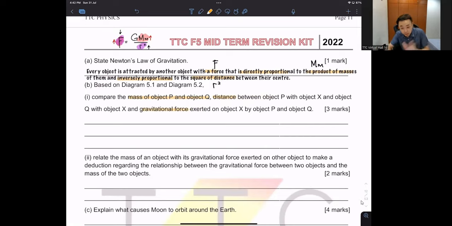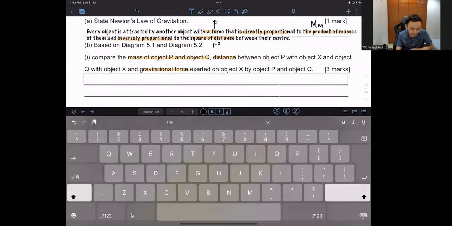So that's why you have three things to compare: you need to compare the mass, the distance, and the gravitational force. I think the answers are quite easy here, actually. What's the point we say here? Number one, mass of P and Q, which one is larger?